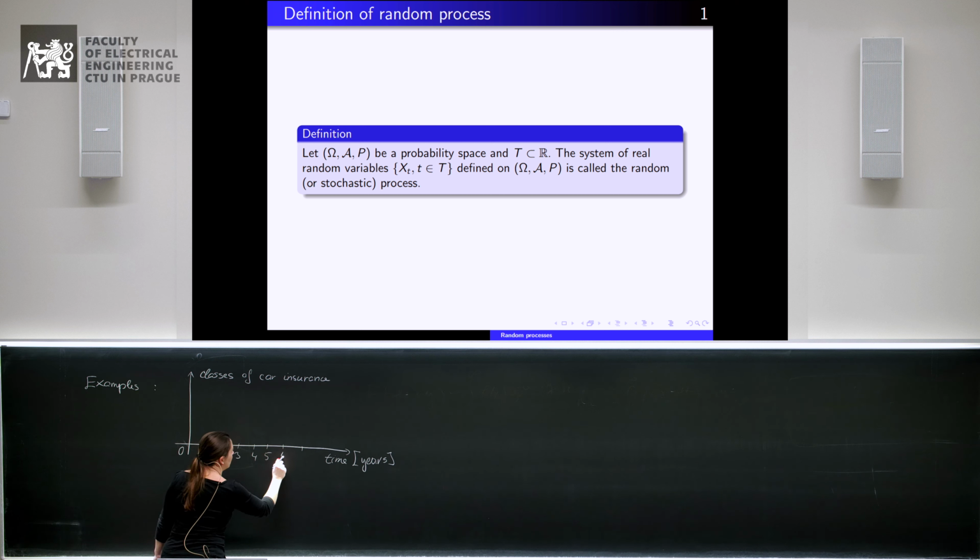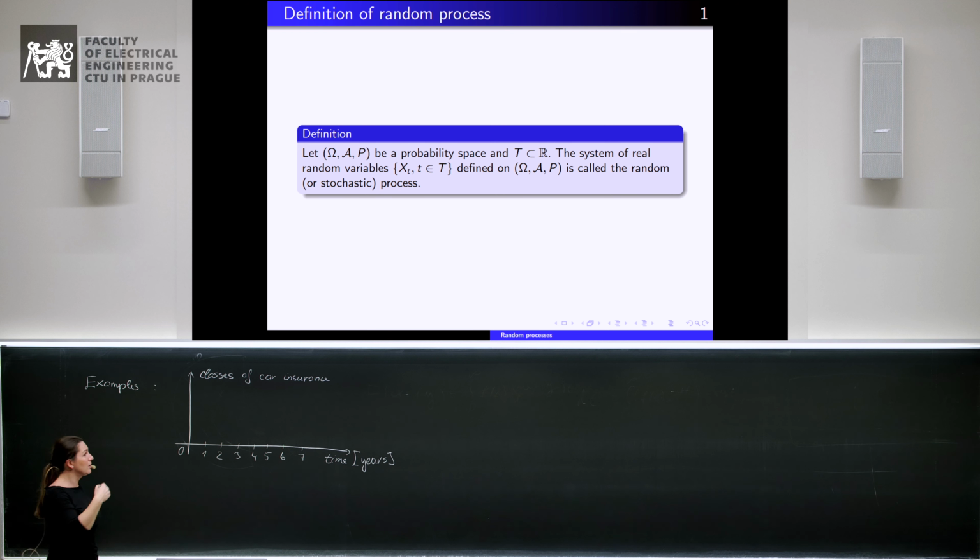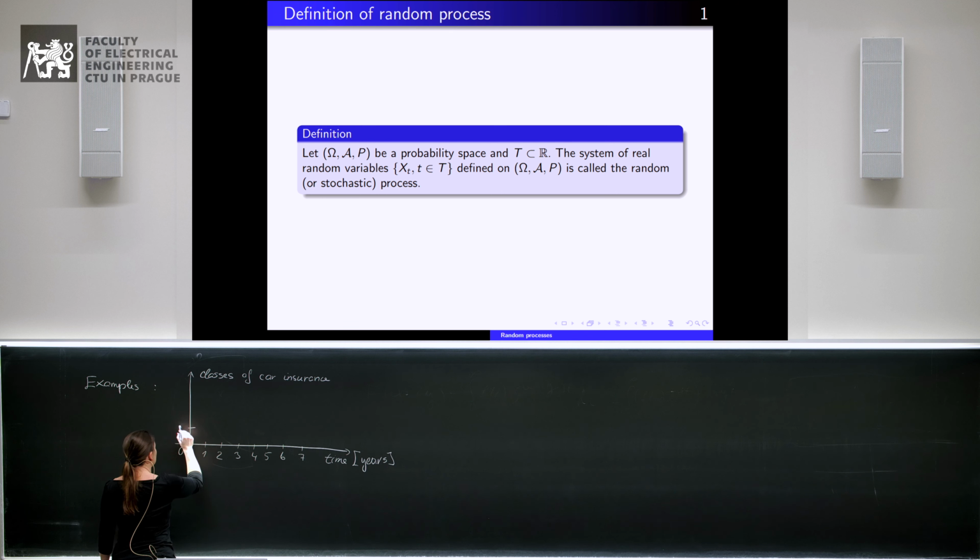When a client comes to the insurance company and he or she wants to have car insurance, he or she will start in the first class and will pay the basic price for the insurance. Then, if the client drives without an accident, he will jump to the second class, where there is some discount on the insurance price.